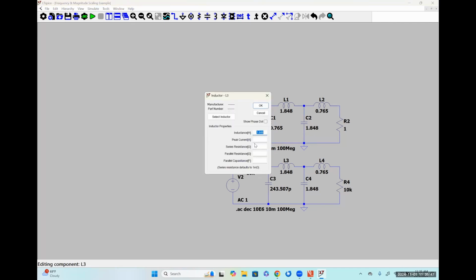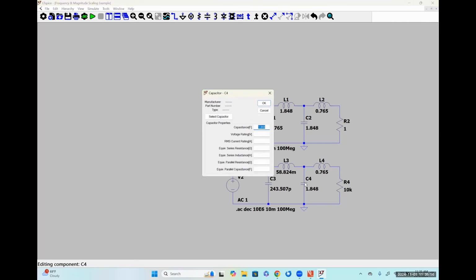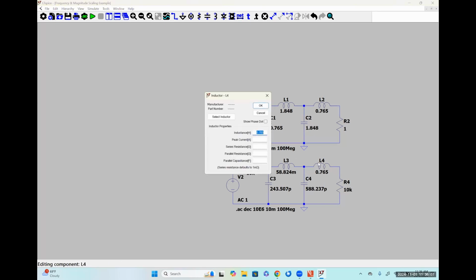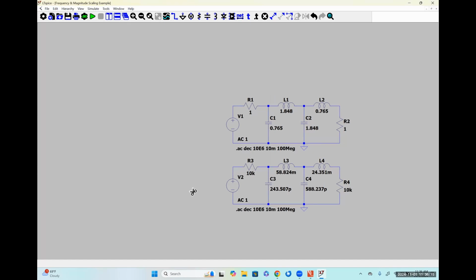This is the guy that's replacing L1, so this is 58.824 millihenries. This is the guy that's replacing C2, so that's 588.237 picofarads. And this is the guy that's replacing L2, so this is 24.351 millihenries. It's going to give me an error if I don't delete this thing right here.